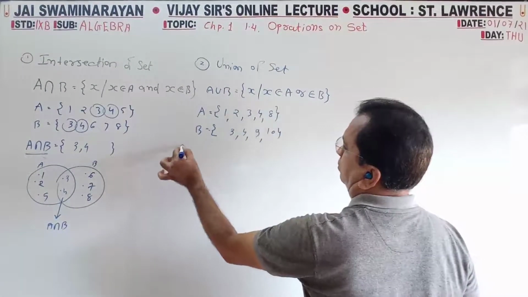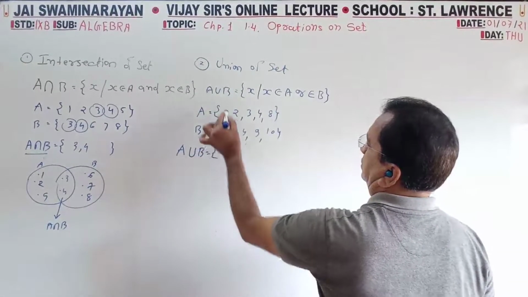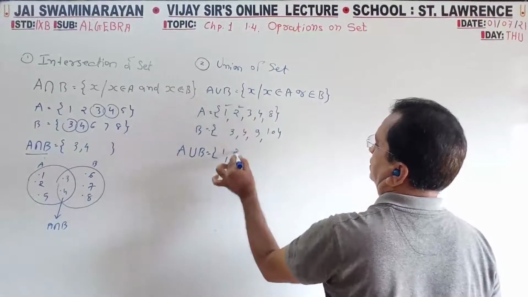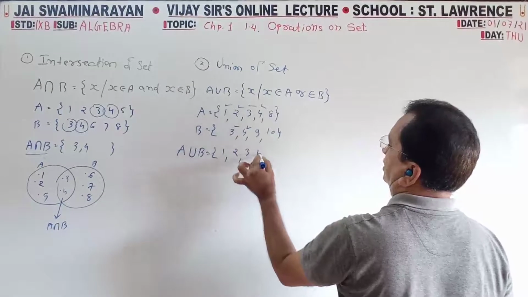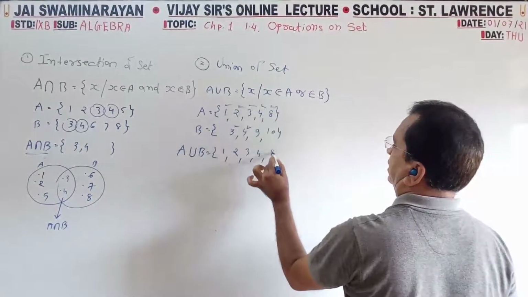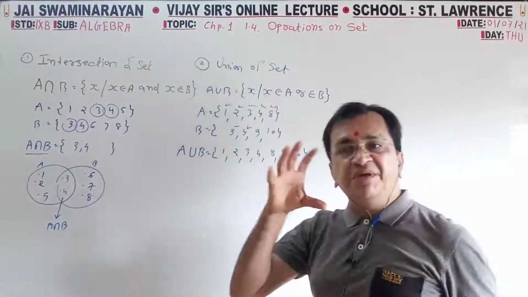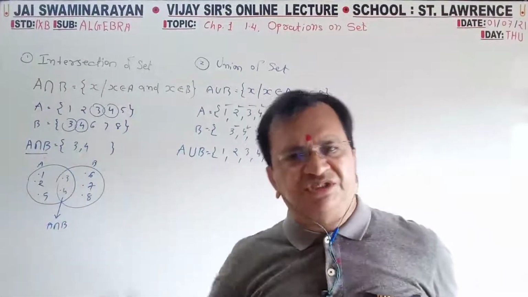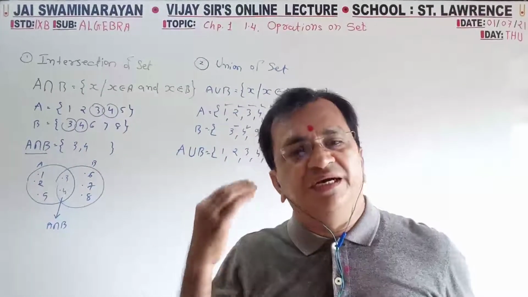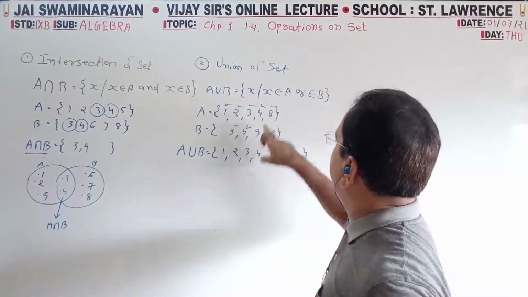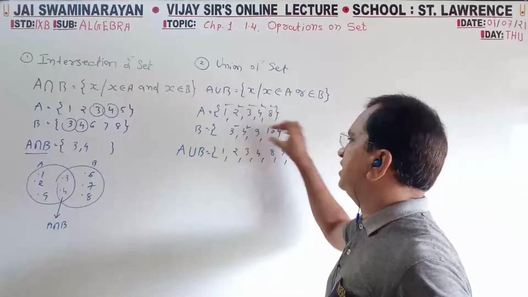Now you have to join both the groups. 1 is there, 2 is there, 3 is there, no repetition. 4 is there, 8 is there, 9 is there, 10 is there. So combine and make a big group. A and B you have to mix and join into one big group. Elements will not be repeated. So 3 will be one time, 4 will be one time.